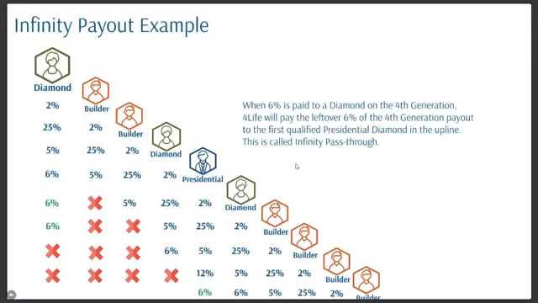We keep that payout in the comp plan, and we find somebody who qualifies for that next percentage and we give it to them, right? So that's called infinity pass-through, and that's just another thing that makes 4Life's compensation plan so awesome: we're not looking for opportunities to take money out of the comp plan, but to keep money in the comp plan and give it to you guys who are doing all the hard work and creating these sales.